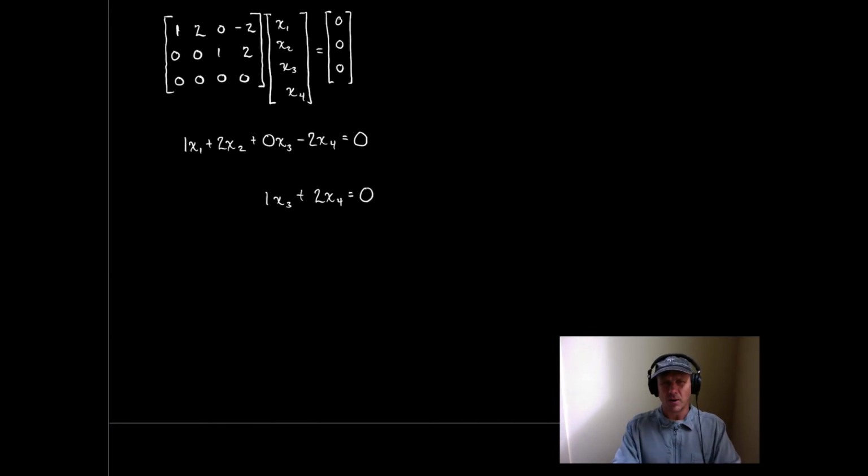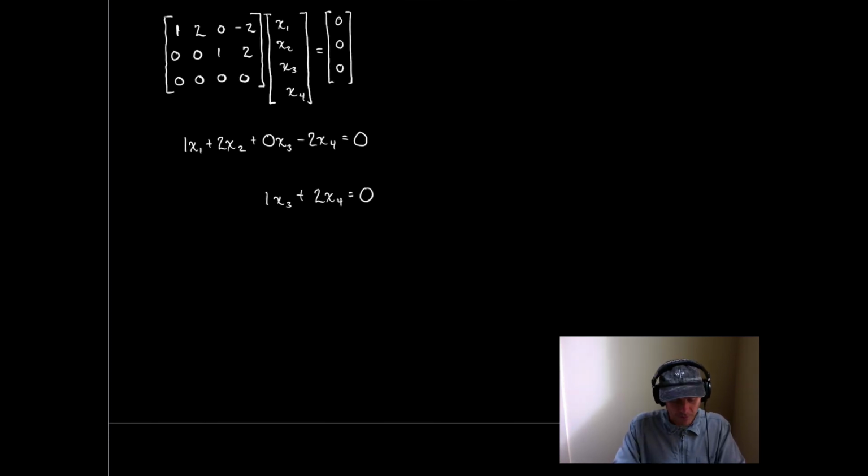Well, let's just write our system of equations. Our first equation says that 1x1 plus 2x2 plus 0x3, I'll write it this time, minus 2x4 has to give me 0. Okay. The second equation, I'm going to leave some space. The second equation says that 1x3 plus 2x4 equals 0.